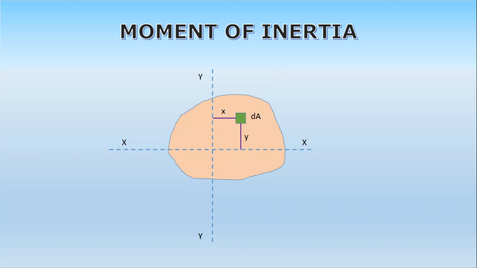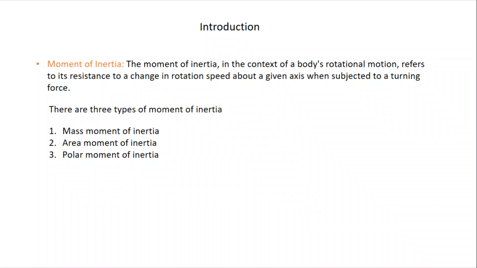Friends, in this video we will see the moment of inertia. So how to define the moment of inertia? When a body is in rotational motion, it refers to its resistance to a change in rotation speed about a given axis when subjected to a turning force.